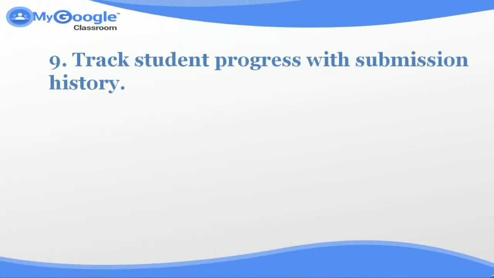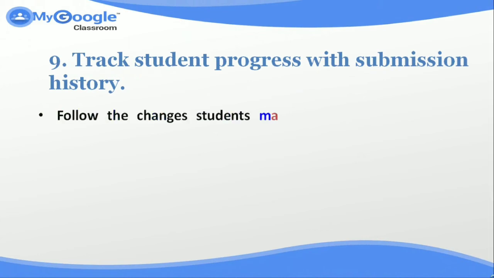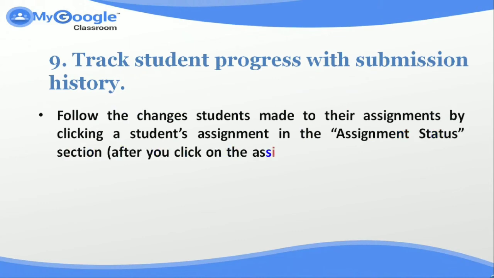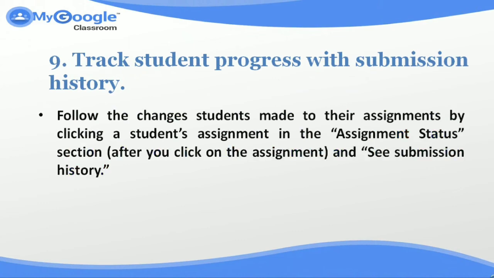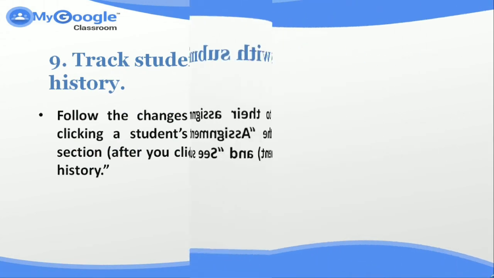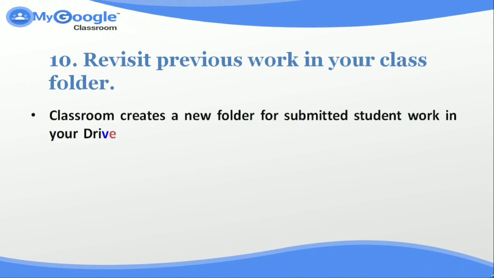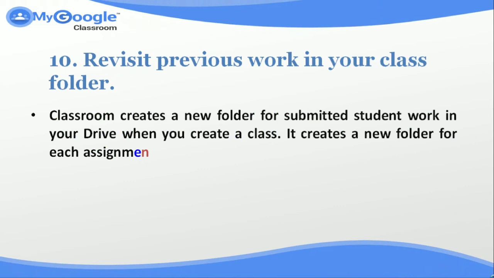Number 9, track student progress with submission history. Follow the changes students made to their assignments by clicking a student's assignment in the assignment status section. After, you click on the assignment and see submission history. Number 10, revisit previous work in your class folder. Classroom creates a new folder for submitted student work in your drive.